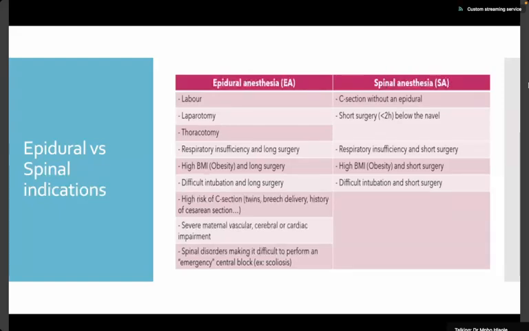Spinal anesthesia, we all know that we use it in the Caesars that we do, short procedures that last less than 2 hours. Respiratory insufficiency patients where the surgery is short, high BMI, but the surgery is short, difficult intubation, and the surgery is short. So you can also consider spinal instead of epidural as well.